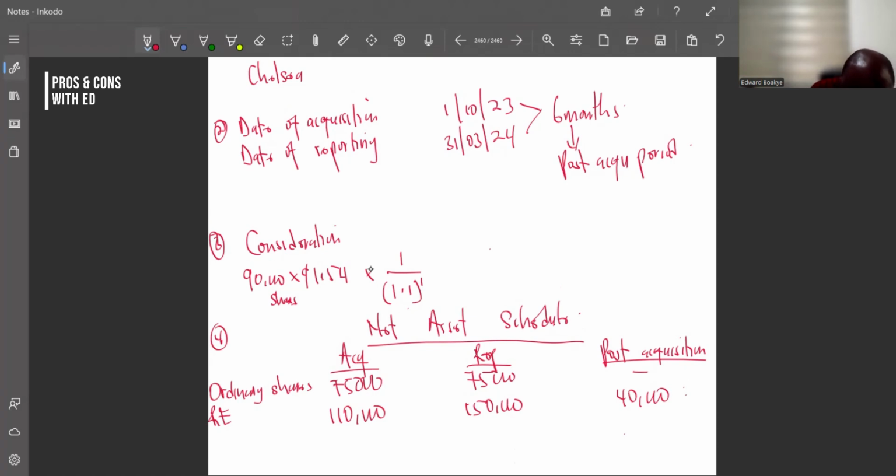Good. So this gives us our book value, as we may know. This gives us our book value. We have 185,000.